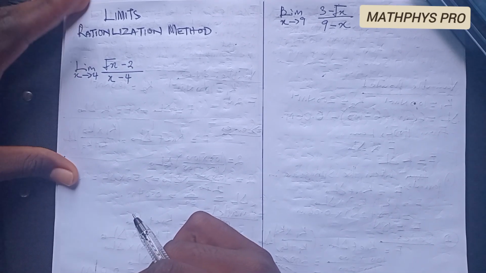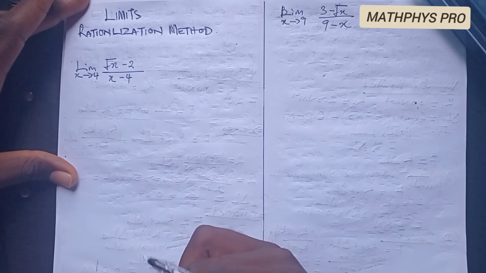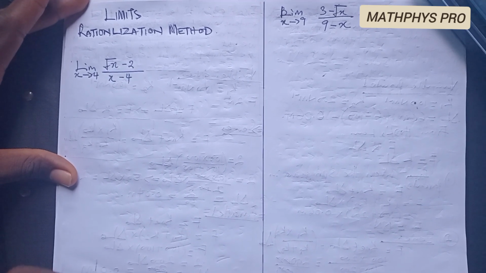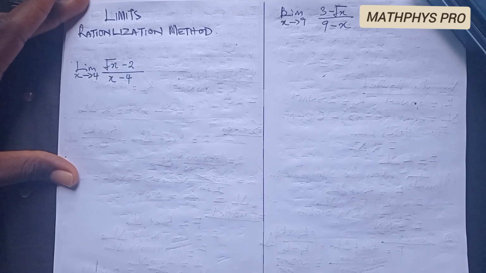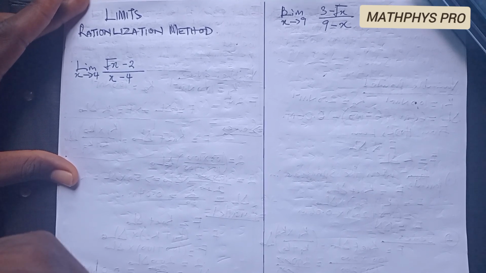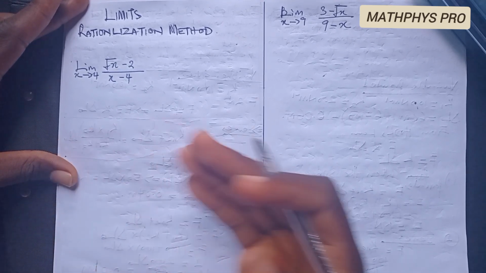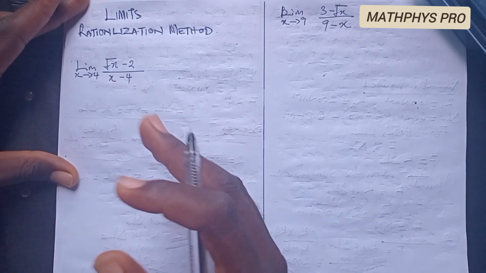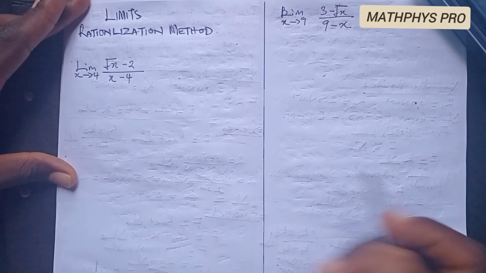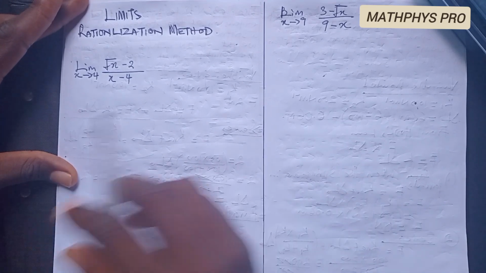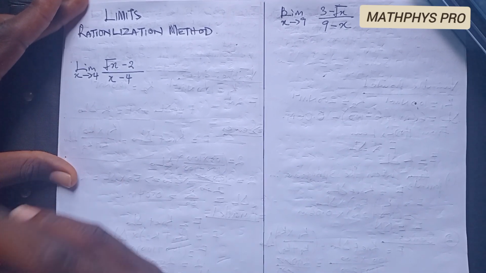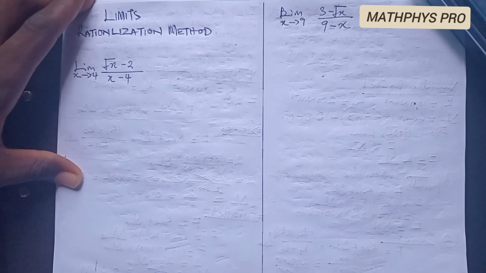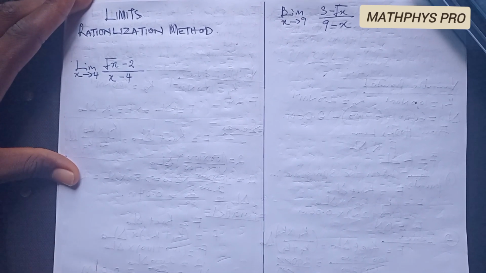So today we'll be looking at the rationalization method, how to evaluate a limit using the rationalization method. Like I said, not all limits can be evaluated with direct substitution or factorization. There are some limits you need to evaluate with the rationalization method. So today we'll be looking at those kinds of limits that are evaluated with the rationalization method.